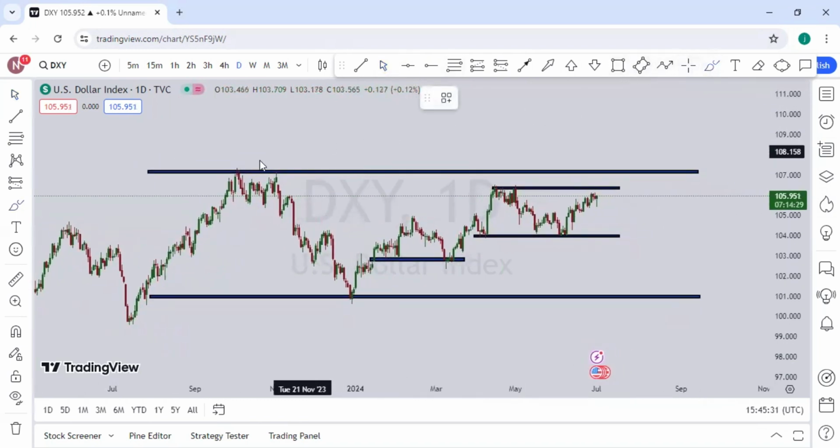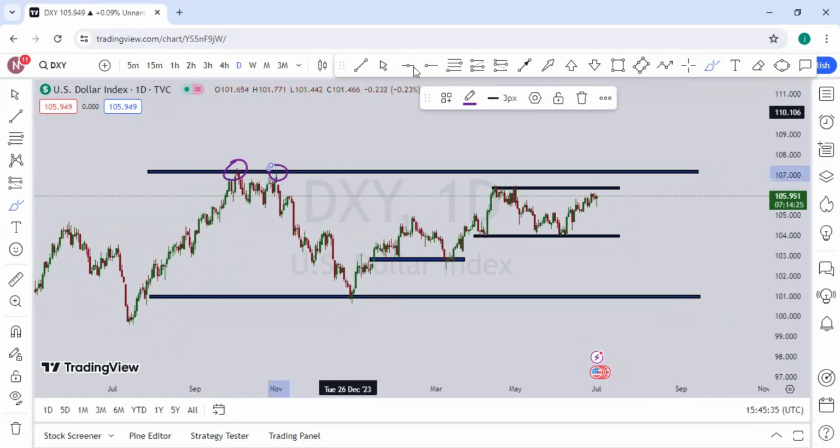First of all, I'm going to identify the major levels. This is a major level here. We have another major level around here. Also at the bottom here, we have a major level. So this is a resistance and this is a support. Inside this resistance and support, we also have some minor levels.